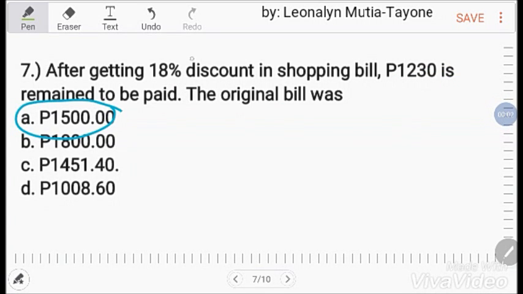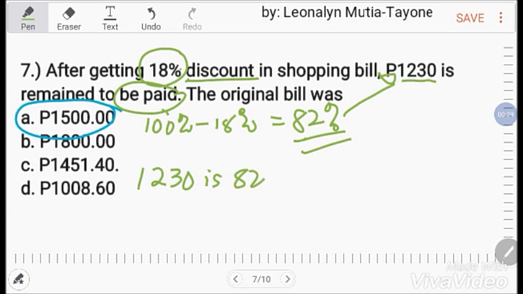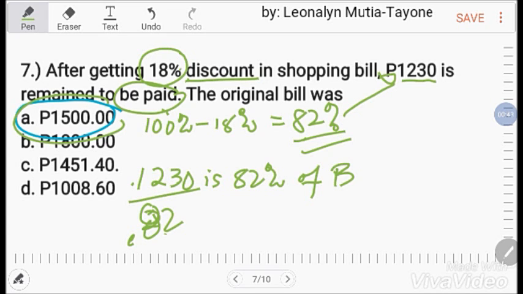Uulitin ko lang para mas lalong maintindihan. Itong 18%, yan yung discount. Yung 1,230, yan yung binayaran. So, kung yan yung binayaran, yung discount naman is 18%, that means, i-minus mo lang yung 18 dito, at yung 82% ang binayaran mo. So, si 82%, siya si 1,230. So, 1,230 is 82% of that original bill. Kaya ito, dinivide natin si 82, which is 0.82 na siya. 1,230 divided by 0.82, kaya ang sagot ay 1,500.